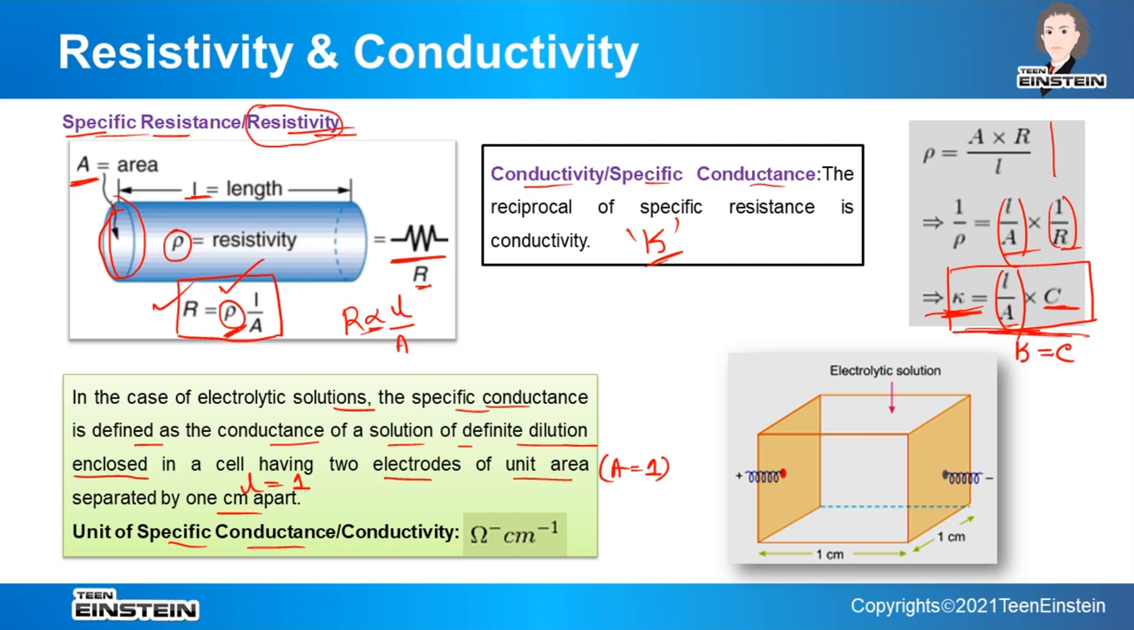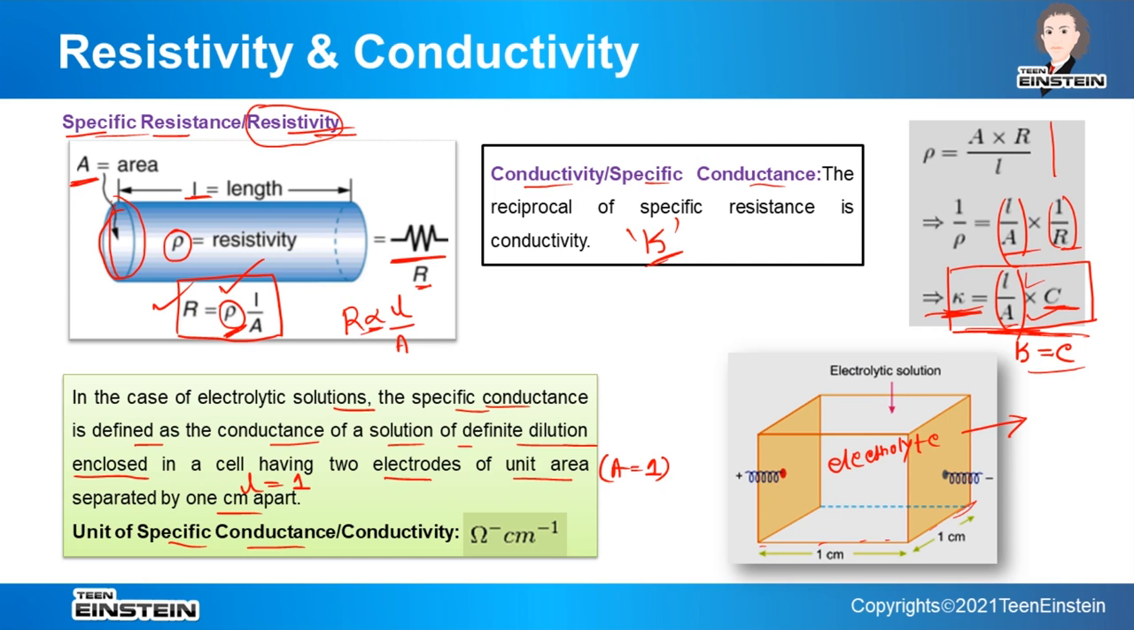Okay. So only when these two are 1, then only kappa can be equal to C. So you can also consider this cell. Here electrolyte is present inside the cell, and this is 1 centimeter apart, this is also 1 centimeter. That means the cube that we are seeing here, the volume will be 1 centimeter cube. So it is a unit volume.